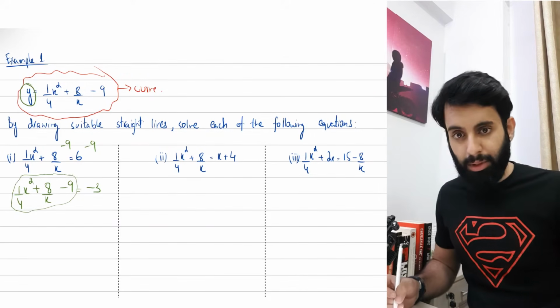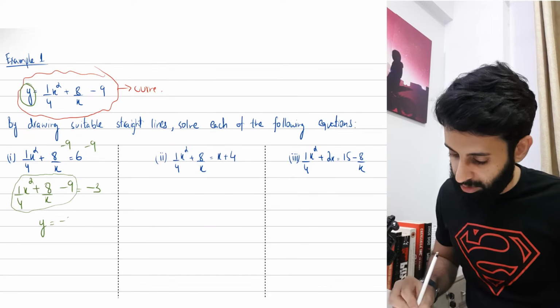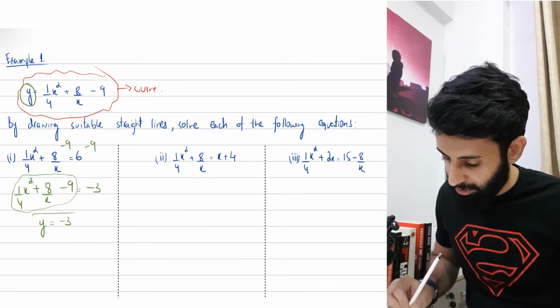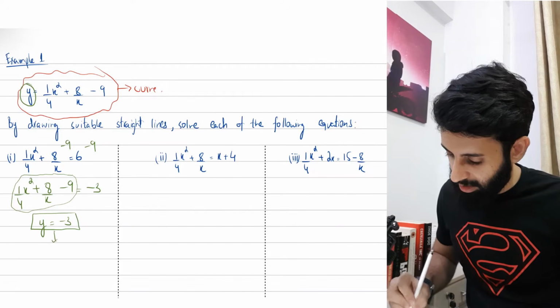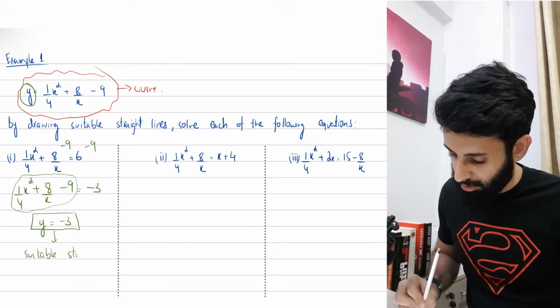And why do we want it to be equal to the equation of the curve? We want it so that we can replace it with y, and y is equal to minus 3. Now when the question said by drawing suitable straight lines, this is the suitable straight line that we will draw.